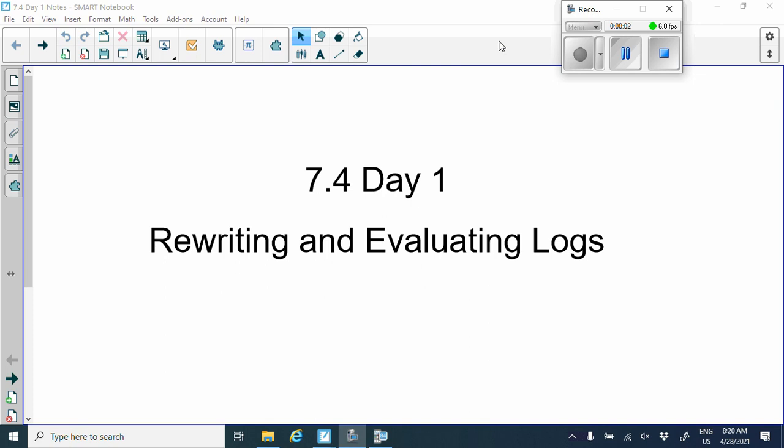Hey guys, so here's the notes for 7.4 day 1. We're going to be talking about rewriting and evaluating logs. Now first, let's talk about logarithms.